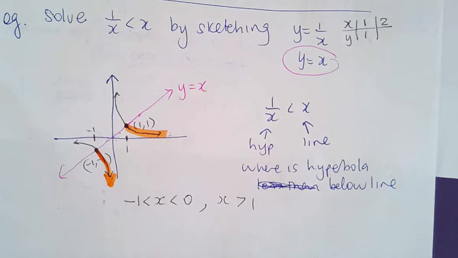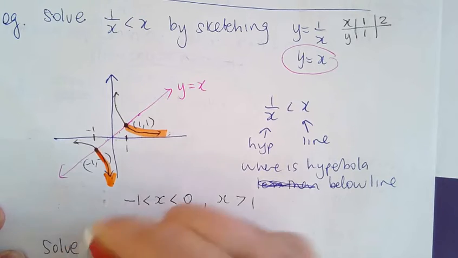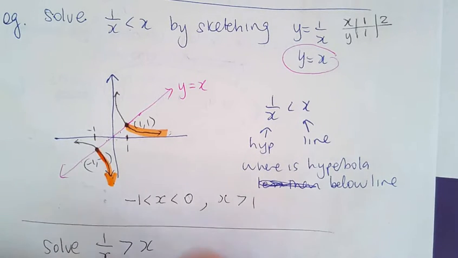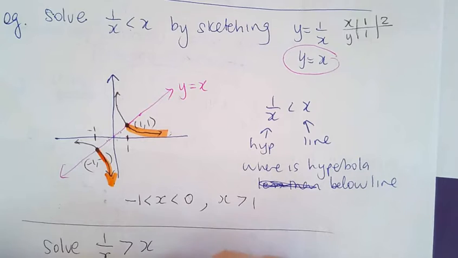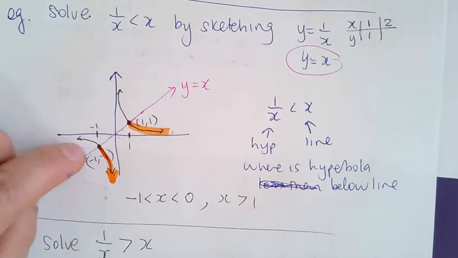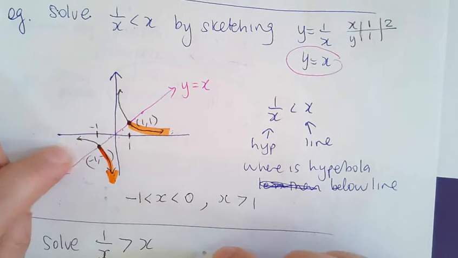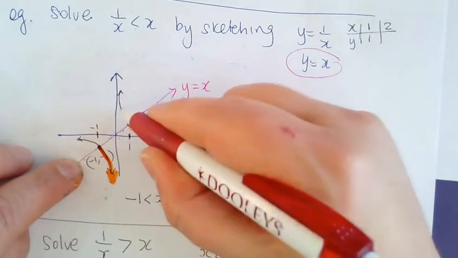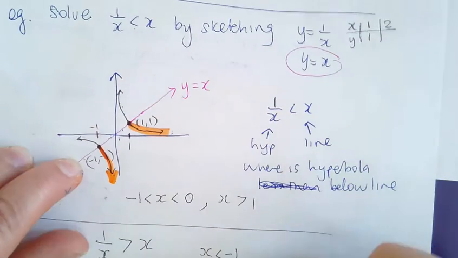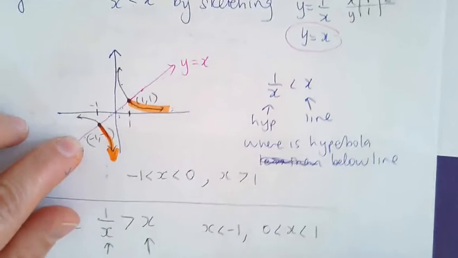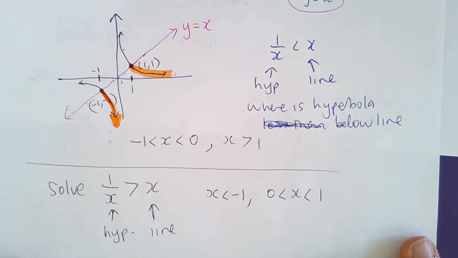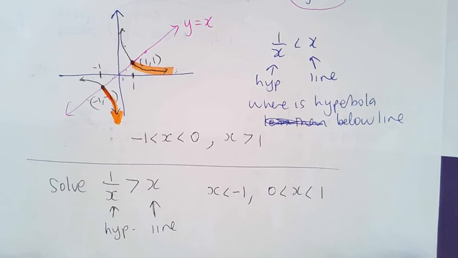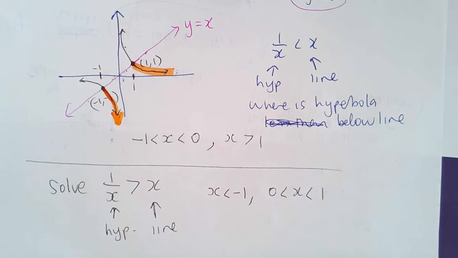All right, so all good? So if I asked you to solve this, where is the hyperbola above the line? It would be the other sections. So if I ask you to solve that, it would be x is less than -1 because the hyperbola is above the line in that section. And from 0 to 1, the hyperbola is above the line if I asked you to solve that one. Do you get that? So you're looking at points of intersection, where is one above the other?